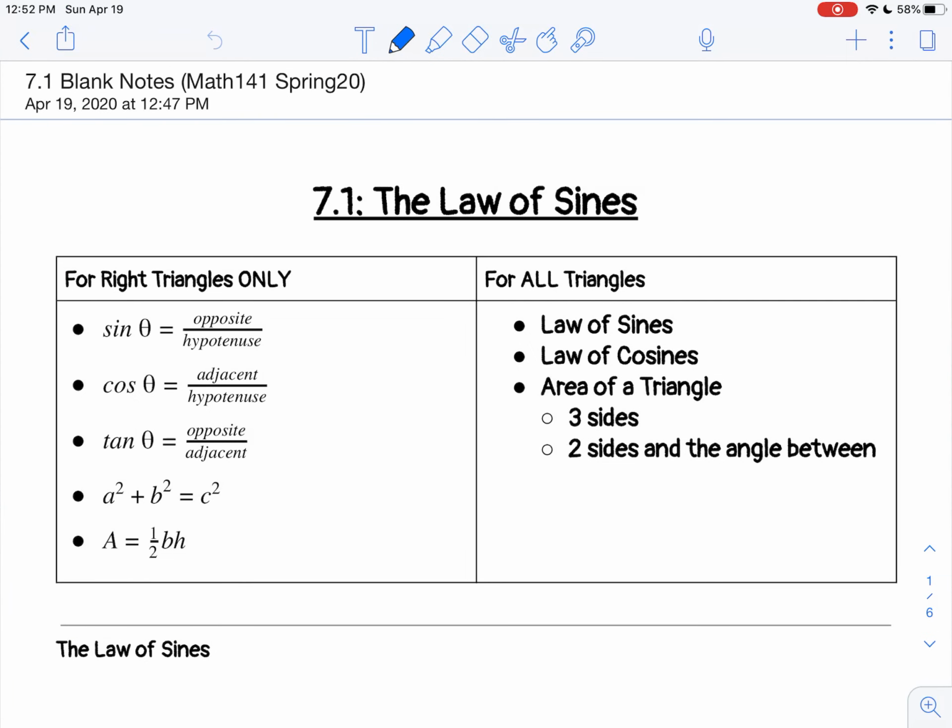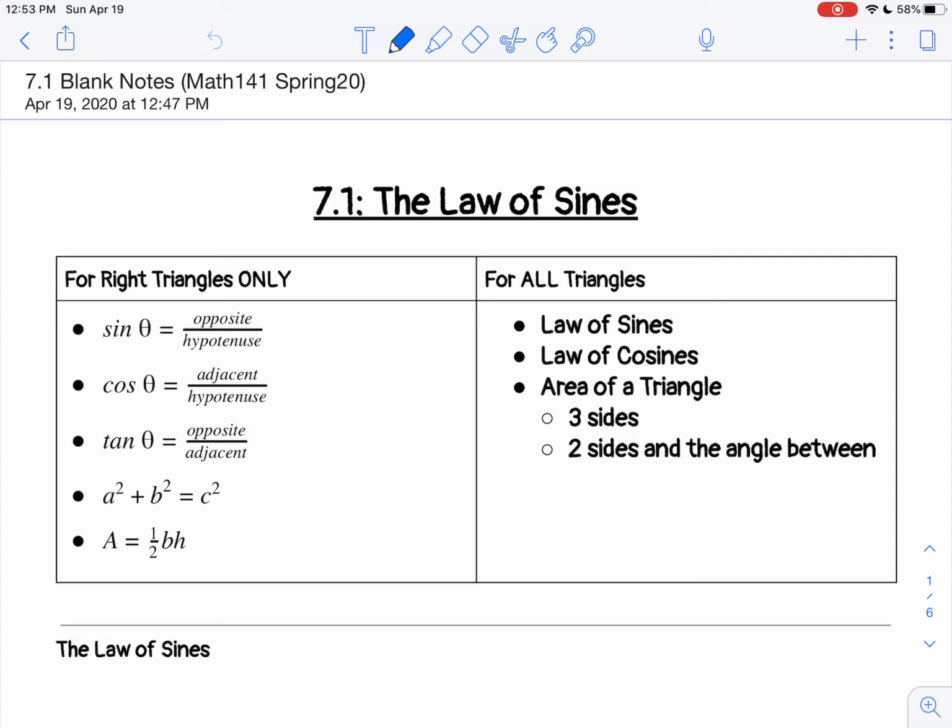Hi folks, welcome to 7.1, the law of sines. So we're going to continue on our trigonometry unit, which again should be a review from when you took trigonometry in the past, so 104 here at Mesa. And what we're going to do is talk about this beginning part of the chapter.